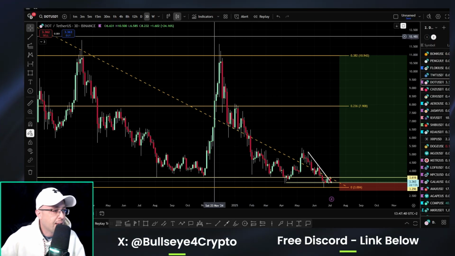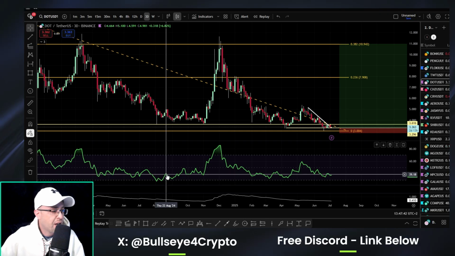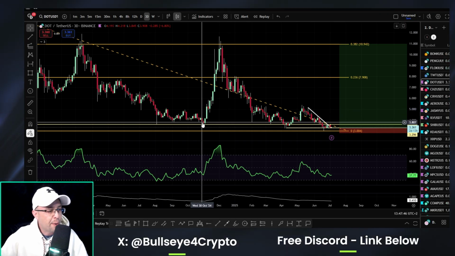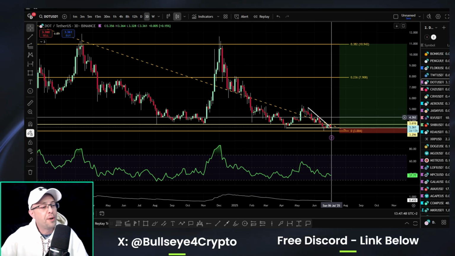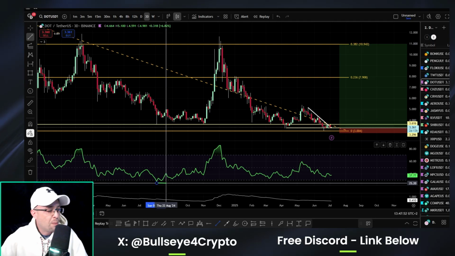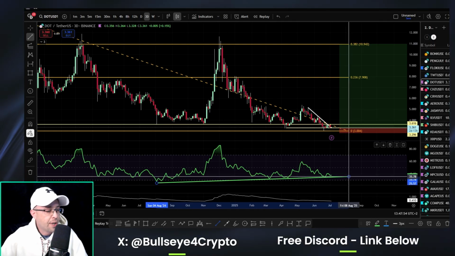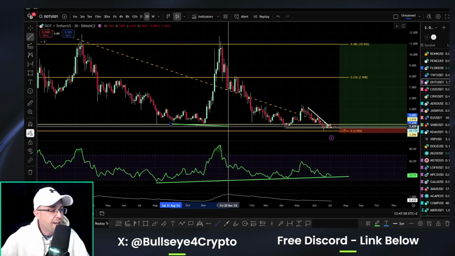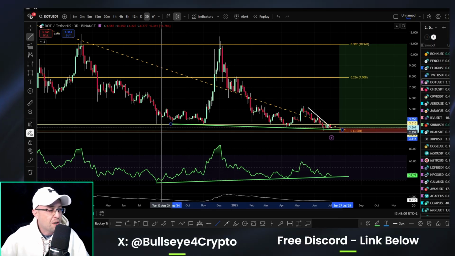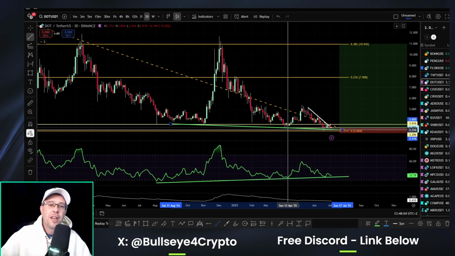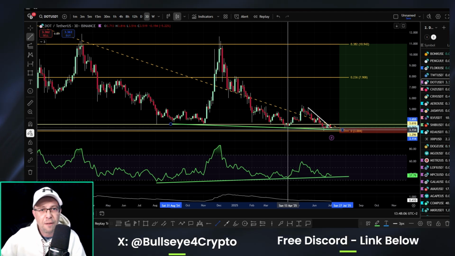And this is the thing that's getting me excited on Polkadot, because when you look back here, guys, you see one thing. We're putting in lower lows, lower lows, and lower lows. But one thing's happening on the RSI here, guys: we're putting in higher lows. So we're putting in higher lows on the RSI, indicating that the buyers are there, while we're consistently putting in lower lows on the actual chart.